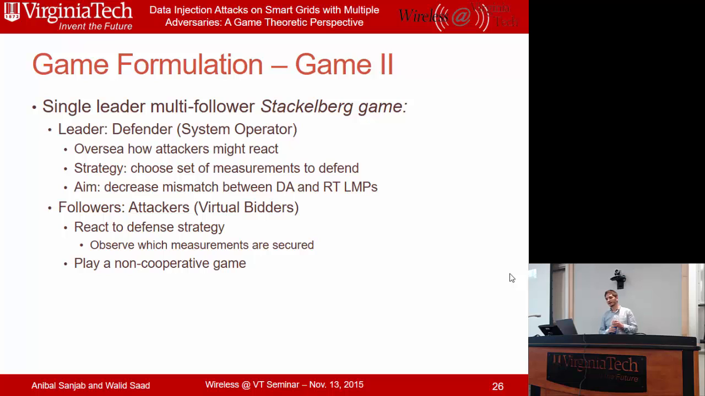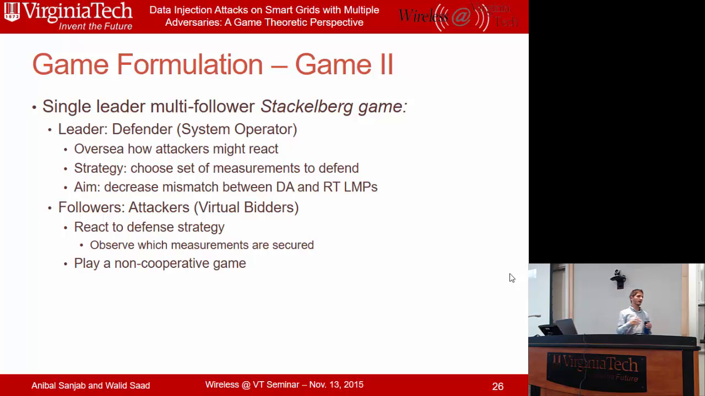So that's the first game. And the first game is a static strategic non-cooperative game, meaning that all the players, attackers and defenders, cannot observe what the other players are doing. They just blindly pick a strategy. There's no observation. It's not dynamic, it's just static, a snapshot.